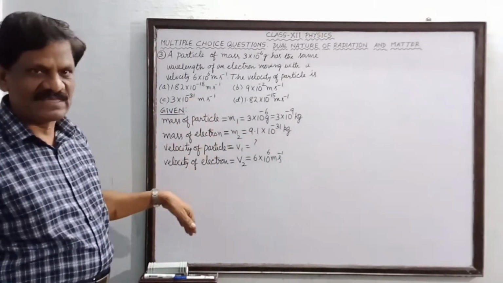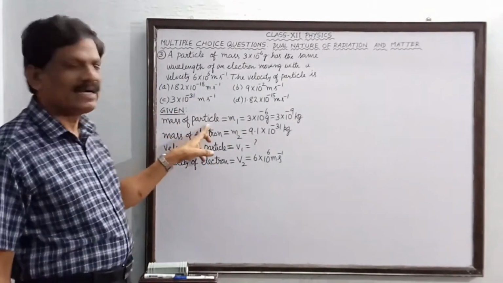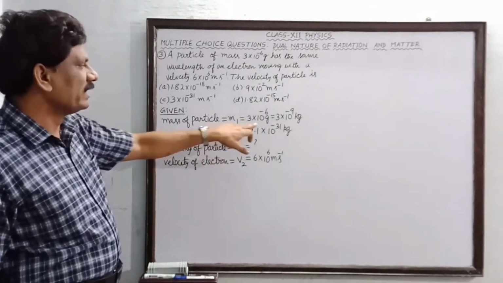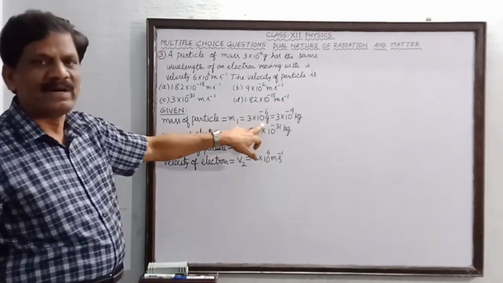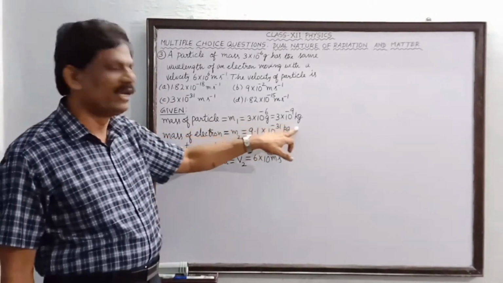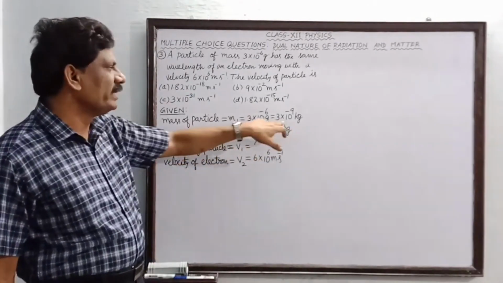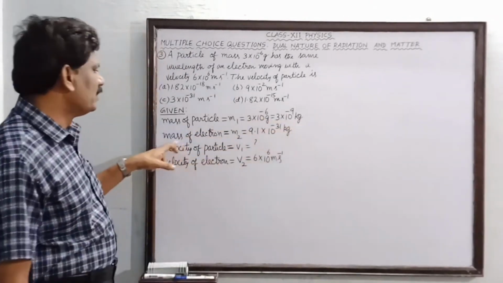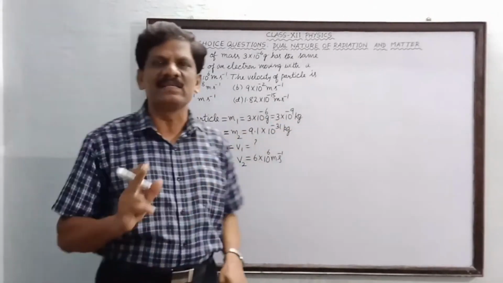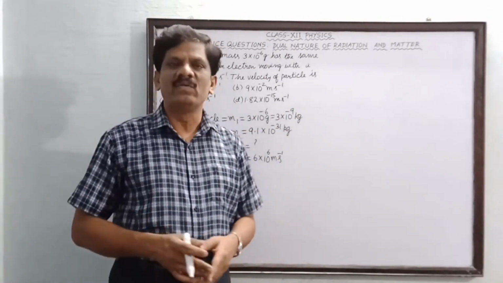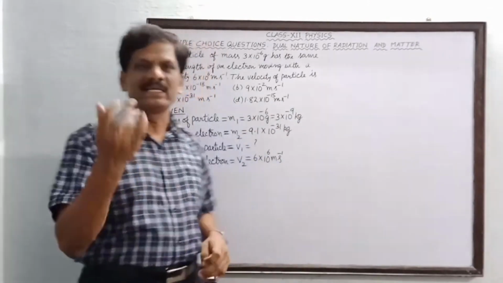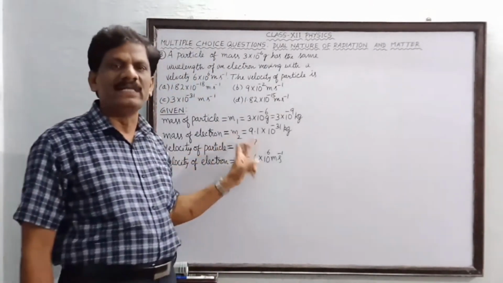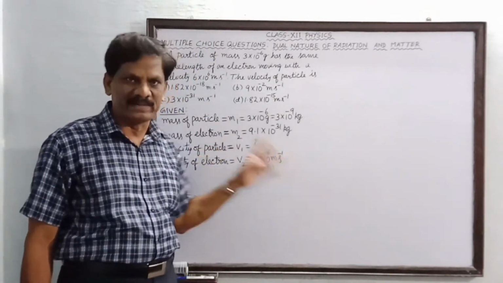I am making a list first of all. So mass of the particle is given. So that is taken as m1. In gram they have given 3 into 10 power minus 6. I have converted into kilogram. So m1 is now equal to 3 into 10 power minus 9 kg. Then mass of the electron is not given in the sum. It is a standard value we must remember. So mass of the electron is how much? m2 is equal to 9.1 into 10 power minus 31 kilogram.